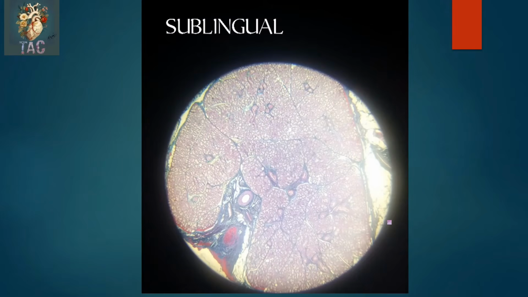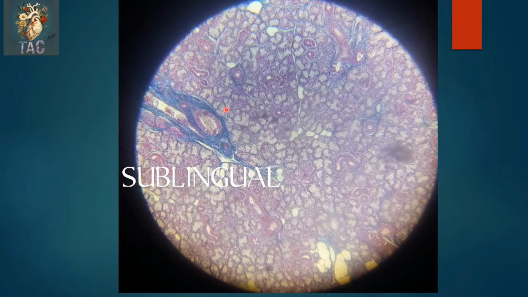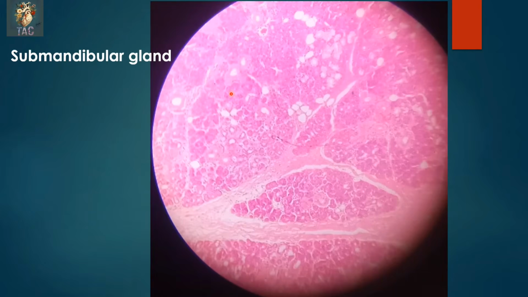This is a special staining for the sublingual gland. This is Masson trichrome stain, in which you can see a large number of mucous acini, the septa, and the ducts. Here you can see a larger duct. The same slide at higher magnification to appreciate the structure of the mucous acini. Here you can see the mucous acini. The nucleus is flattened and present at the periphery, and the whole of the cell is filled with mucus.